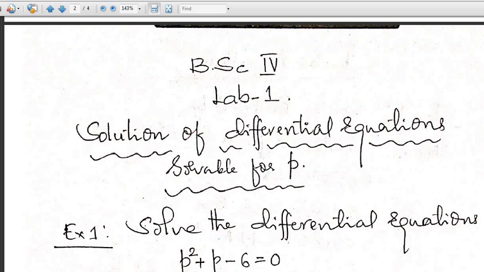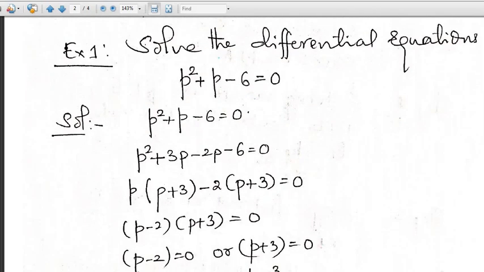Example 1: solve the differential equation p square plus p minus 6 equals 0. Actually, what is p? This is dy by dx, but in short it has been written as p. P is nothing but dy by dx.